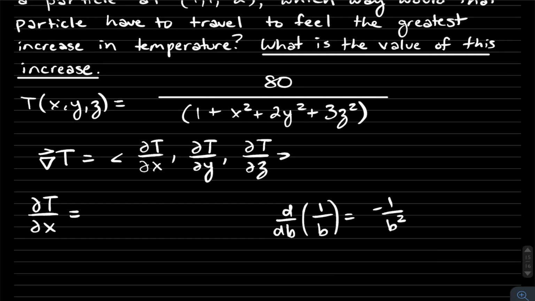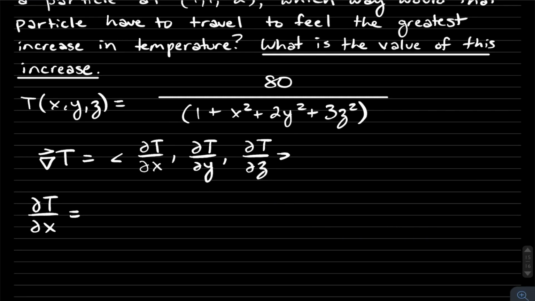Okay? And so if you have this negative 1 over b squared, we'll see that the derivative of this entire thing is going to be just negative 1 over b squared, and b was this entire denominator here. Okay? And instead of a 1, we'll have an 80. Okay? And then we'll just have to multiply by the derivative of the inside. So hopefully that makes sense as to how we're actually going to be taking this derivative.